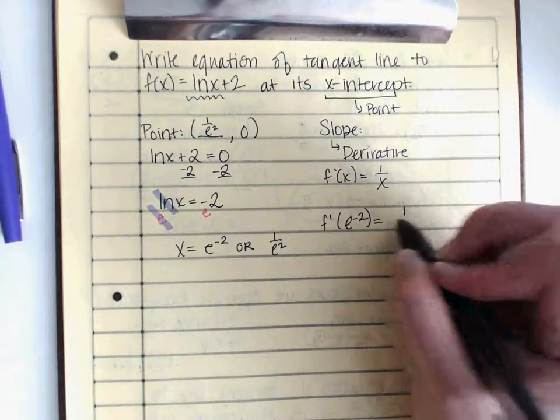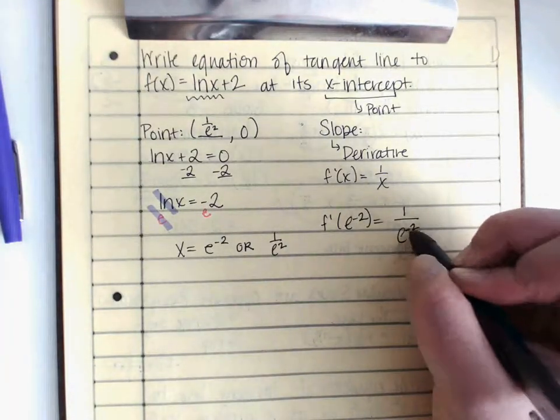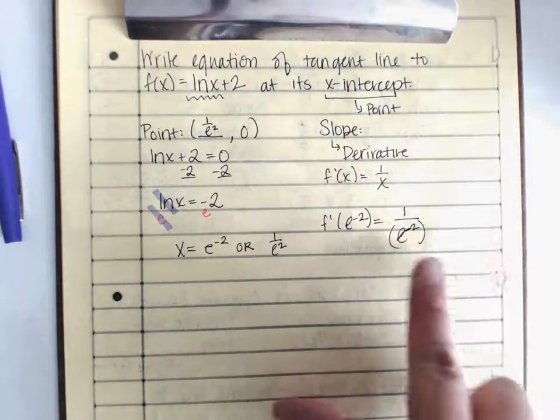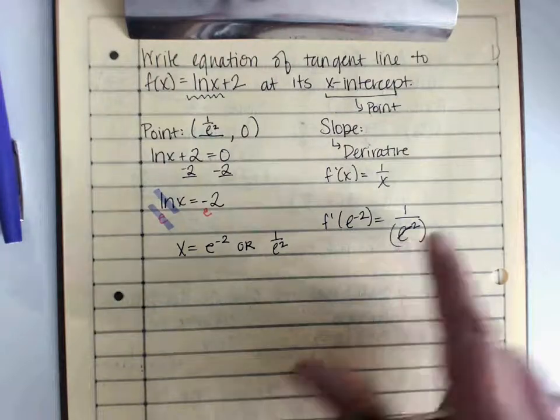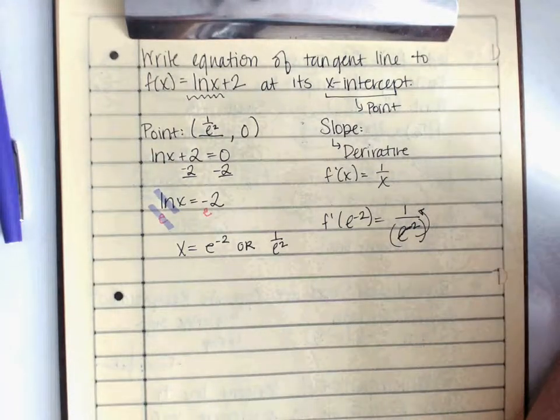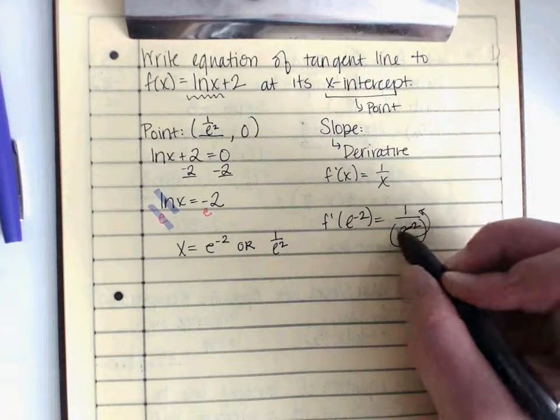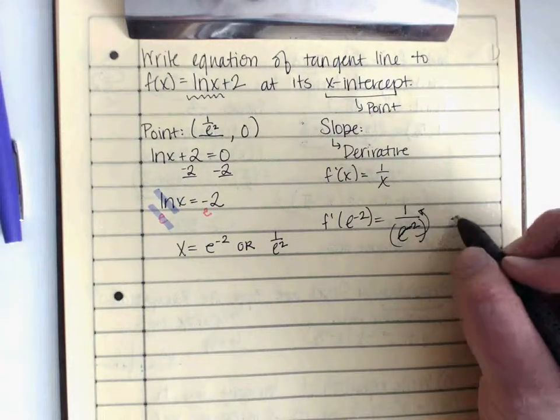That'd be 1 over e to the negative 2. Okay, but then think about, if you have a negative exponent on the bottom of a fraction, well then that guy needs to come back up. So now my e to the negative 2 divided on the bottom is really going to be an e squared on top.